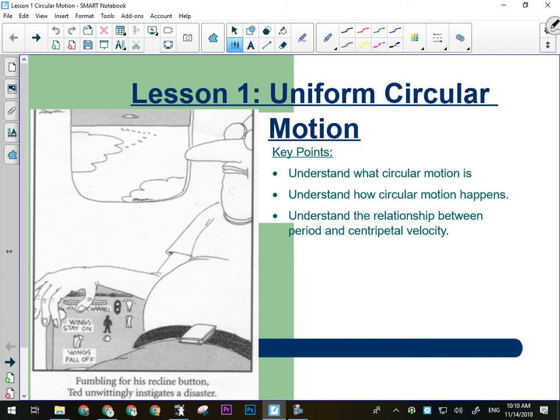All right, so this is a new term for us in physics. Period is the time for one cycle. That's what the term period means, the time for one cycle. Now one cycle in this unit is going to mean one complete orbit of the circle, or one complete movement in a circle. So the time it takes for that to happen is the period.